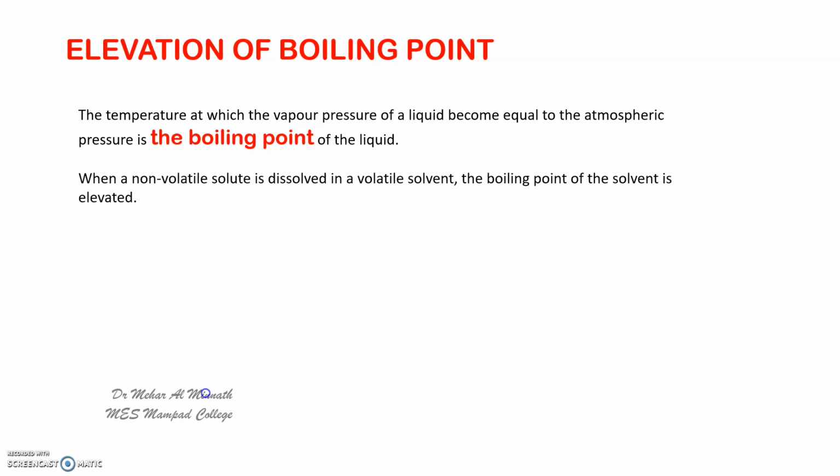Now we know that when a non-volatile solute is dissolved in a volatile solvent, the boiling point of the solvent is elevated. That is, we need to heat more for the solvent to boil. It's very common, and even in day-to-day life we experience this. When we boil pure water, it boils faster. But when you try to boil a sugar solution, or when you put sugar into it and then try to boil, then it takes a longer time.